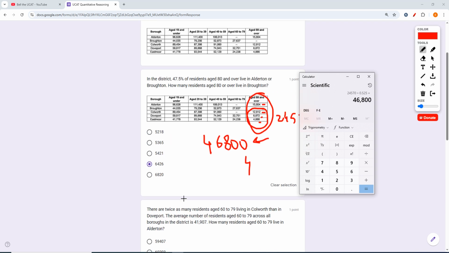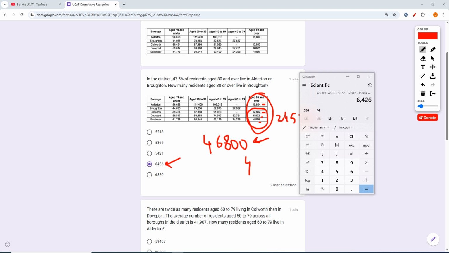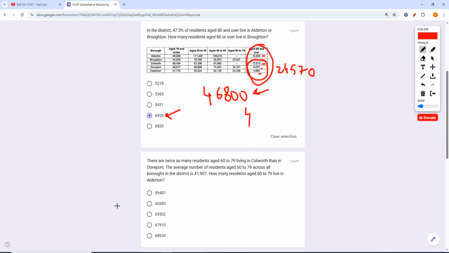Right, alternatively, just in case some people are confused. I've got total, I will still do it, minus 4886 minus 6872 minus 12812 minus 14804. Bang, that's what we wanted. So that's the answer. So apologies, sincere apologies. Got my throat completely wonky.